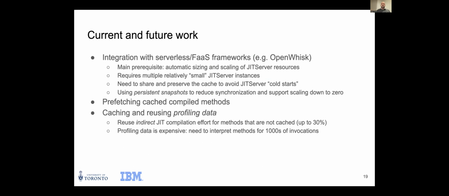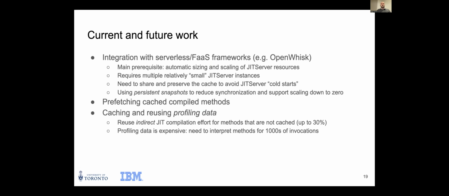And efficient scaling requires, again, scaling out the JITServer deployment by starting more instances on demand. And these instances have to be relatively small, so that you provision at a small enough granularity not to waste resources. And you don't want to start these new instances with a cold cache, so we need to share the cache across the instances. We do it by taking periodic snapshots of the cache, and that's what we share. Persistence also allows us to scale the deployment down to 0, which is also important for serverless workloads, without losing the cache. There are also optimizations to caching itself, like prefetching compiled methods.